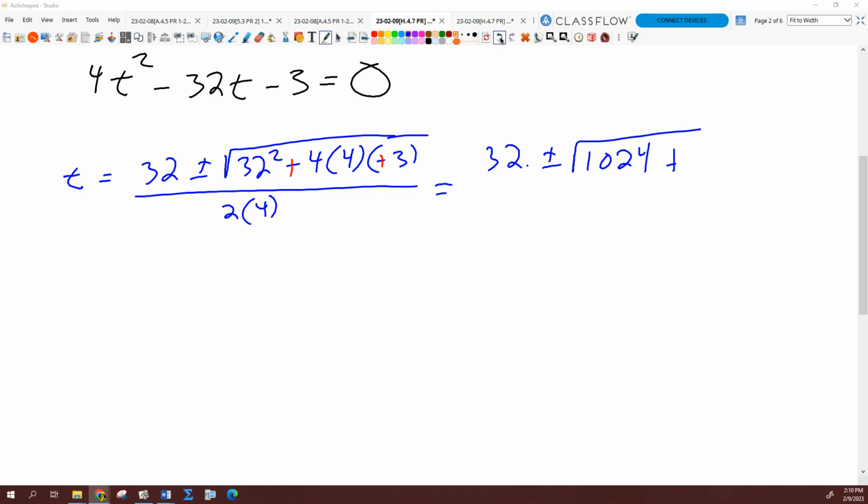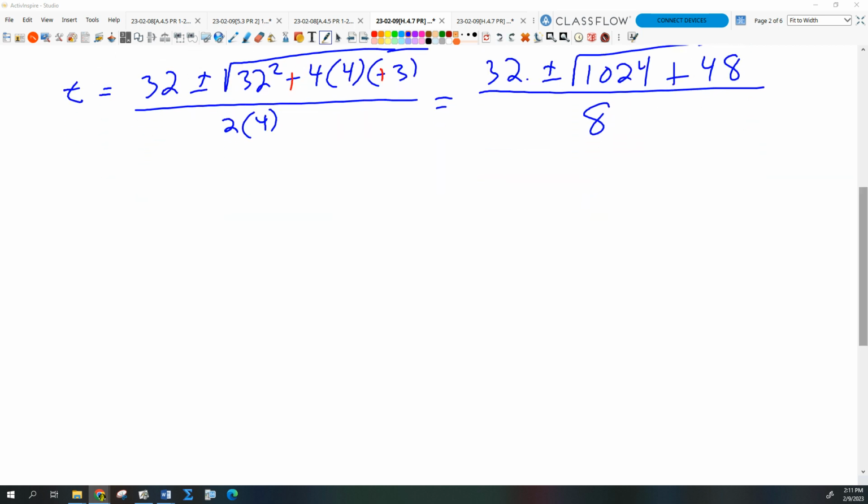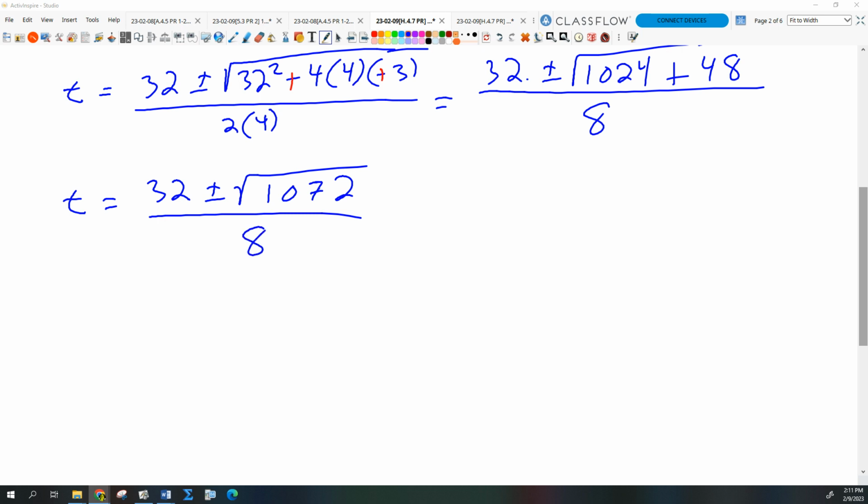1,024 plus, what, 48? All divided by 8. And so we get T equals 32 plus or minus the square root of 1,072, all over 8. Okay, 1,072. Let's see. We'd have to make a factor tree, I suppose, for that.